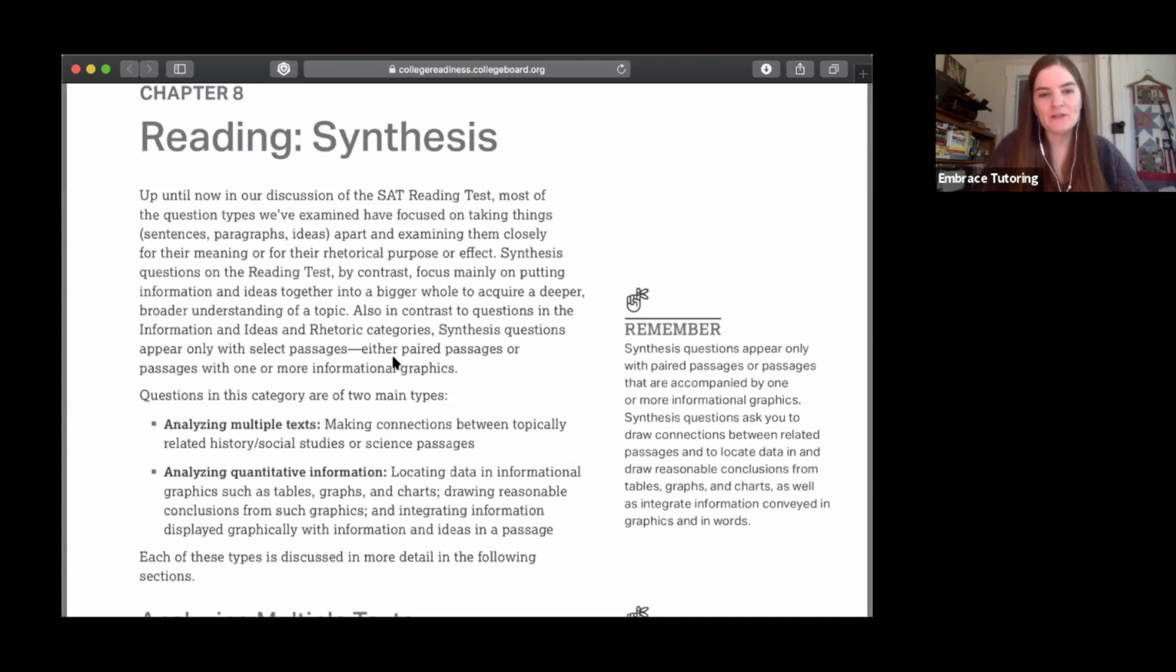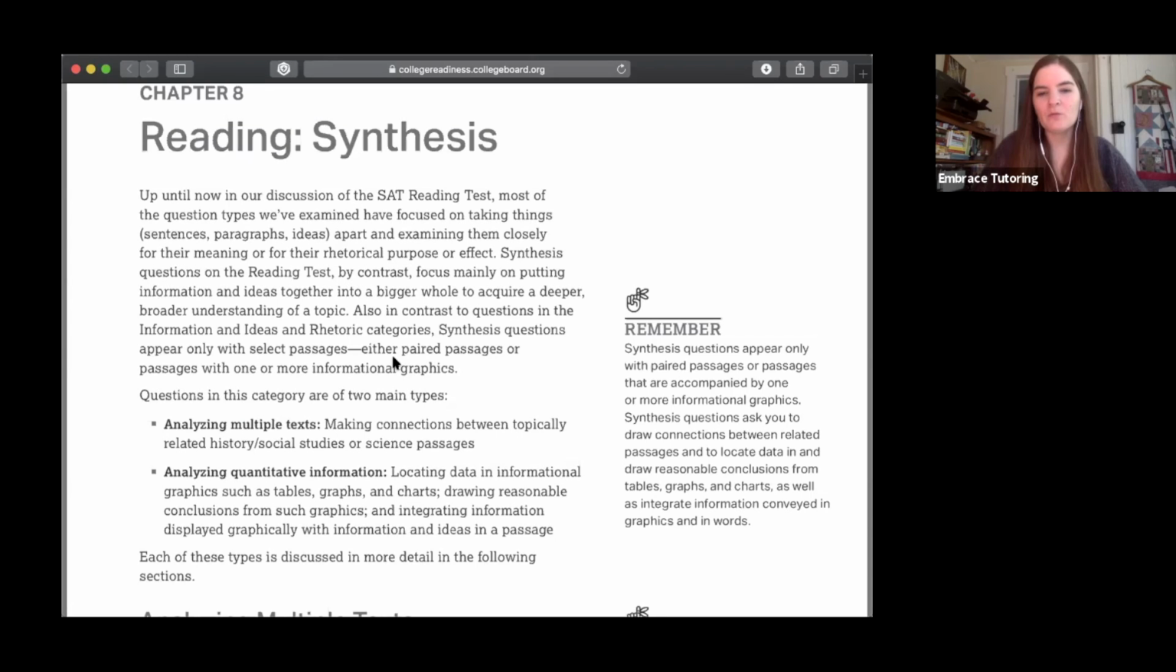Other types of questions that fall into this category are questions that ask you to analyze quantitative information. So these are your data type questions, your data response type questions that we've gone over, or even sometimes your evidence support type questions. So those ES type questions are asking you to find information.